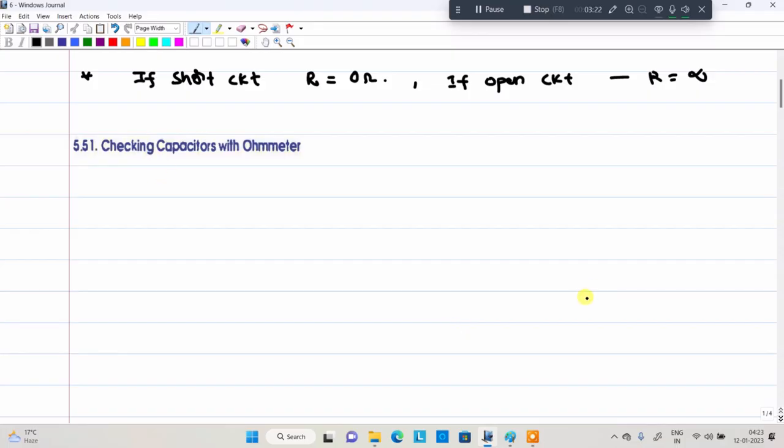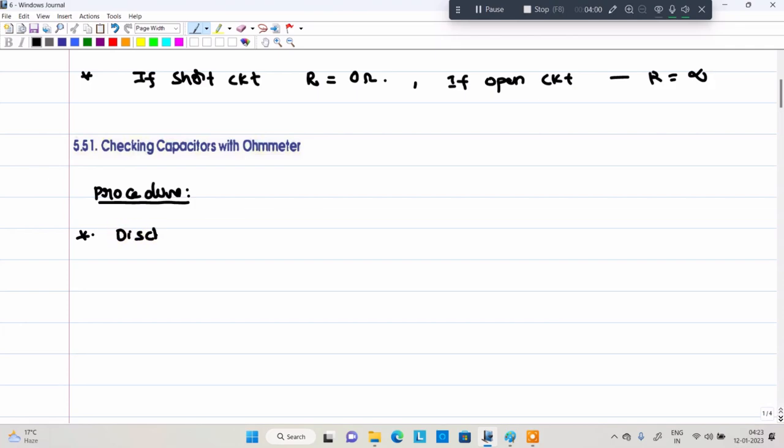So, checking a capacitor with an ohm meter. First I will tell you the procedure, and after the procedure I will explain the indications of whether the capacitor is in good condition or has some trouble. First we'll see the procedure for testing. The first point: while you are checking the capacitor, it should be discharged. Discharge the capacitor before checking. That is the first point.